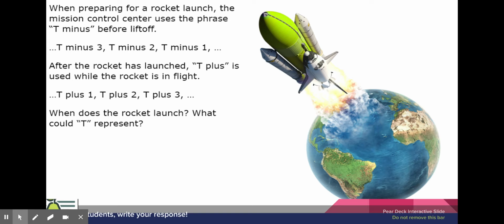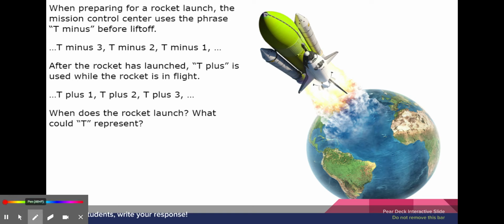First question, when does the rocket launch? So at what point does the rocket launch? Second question, what could T represent? Okay, so again, Edpuzzle question. All right, so let's go ahead and answer this. When does the rocket launch?